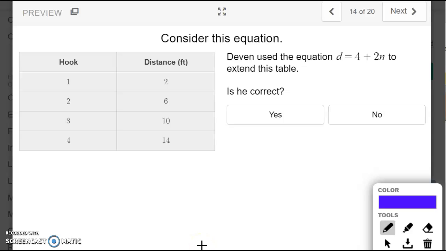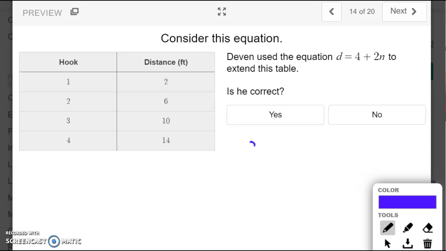So we're up to card number 14 now. Consider this equation. Devon used the equation D, that's the distance from the wall edge, is 4 plus 2n to extend this table. Is it correct? Well, let's think about that.